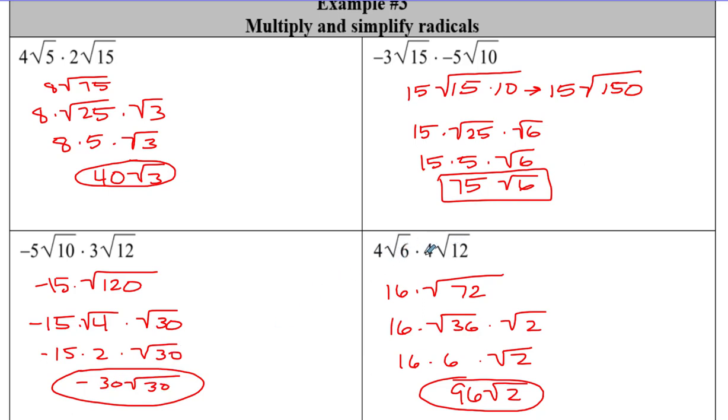Okay, and our last one, 4 times 4 gives us that 16. 6 and 12 multiply give us that 72. 72 can be divided by 36. It multiplies by 2, so we split it up like this. Square root of 36 is 6. 16 times 6 gives us that 96. And we're left times the radical 2.